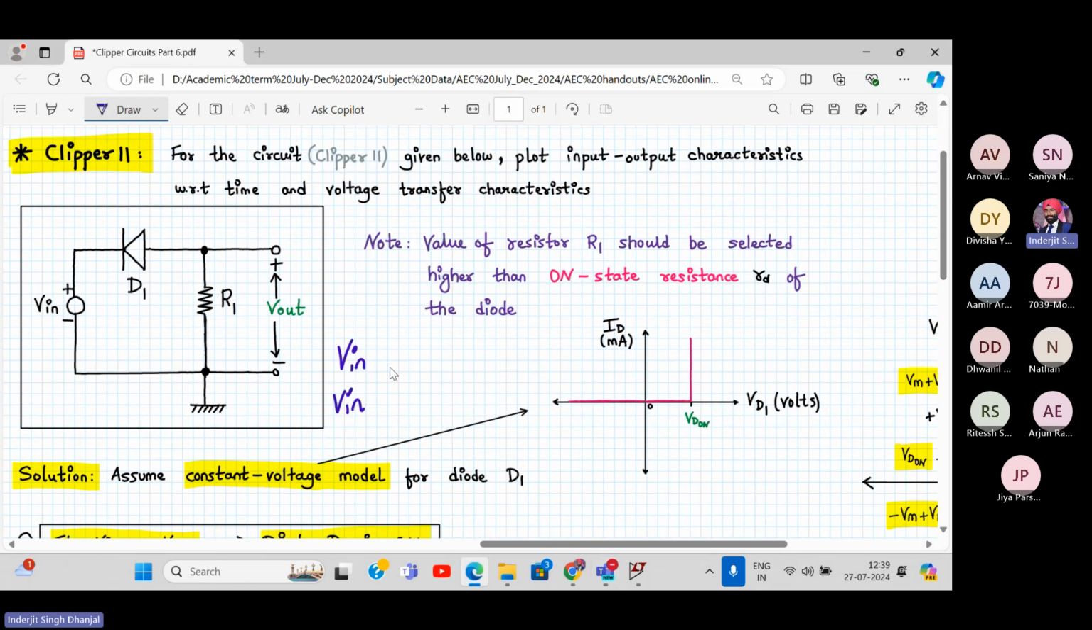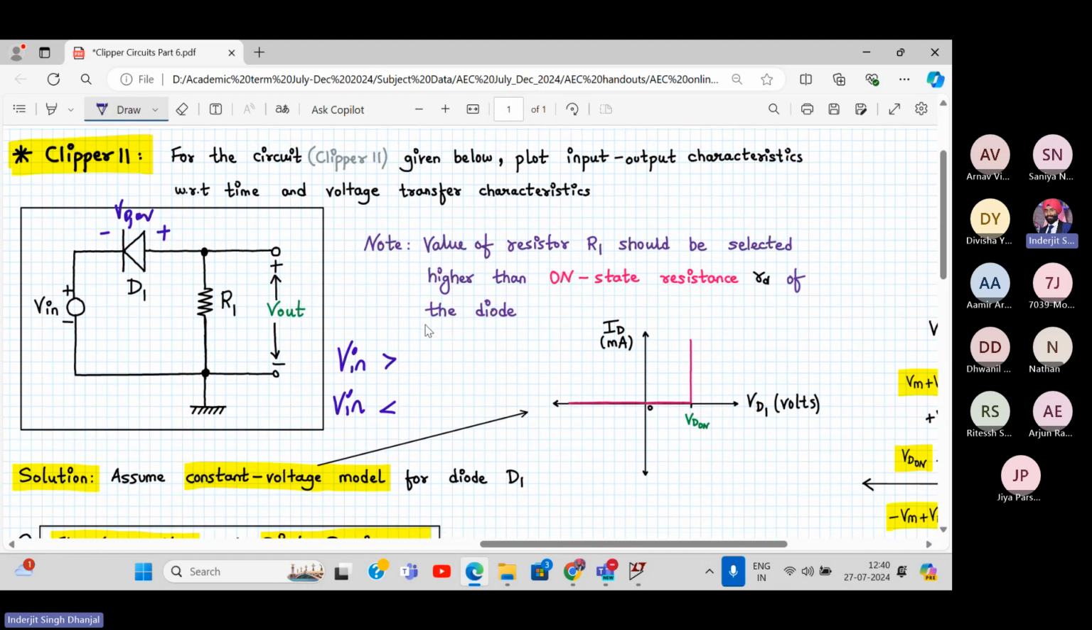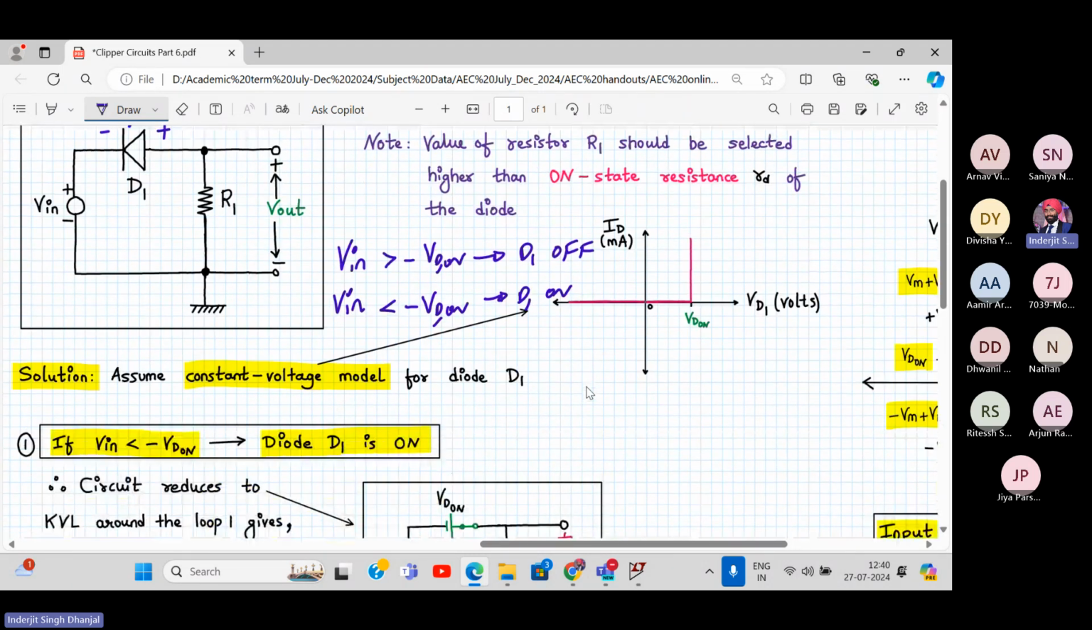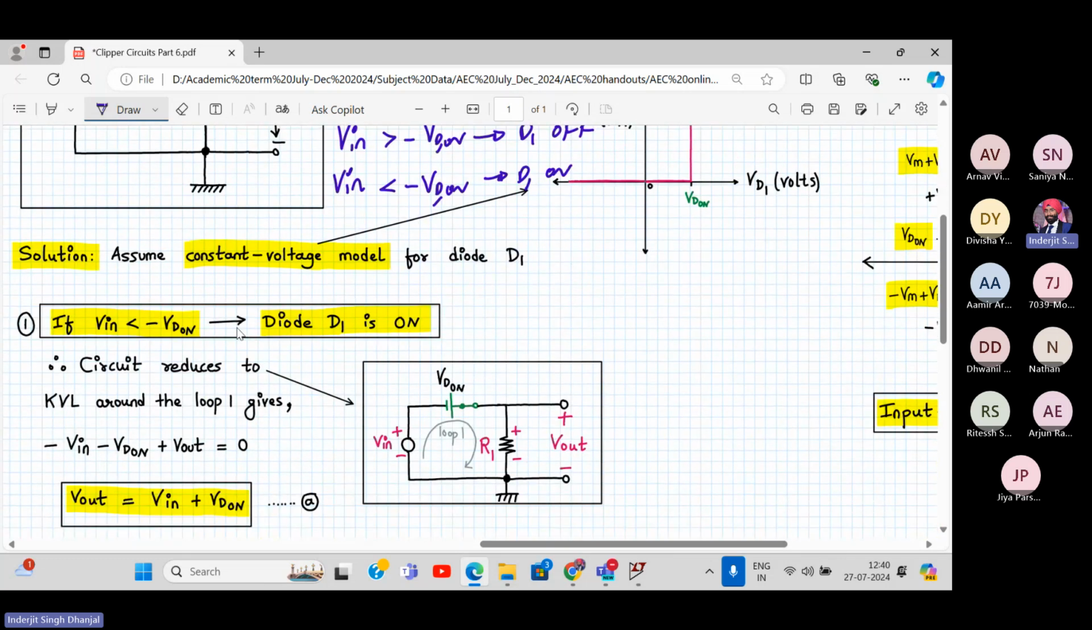When does the diode turn on? Anyone? When does this diode turn on? Will it turn on in the positive half cycle? Yes or no? No, because the diode will be reverse bias. So when will it turn on? It will turn on when input is less than minus VD on. And it is off if input is greater than VD on. I think we have discussed this. Whenever input is less than minus VD on, diode is on.